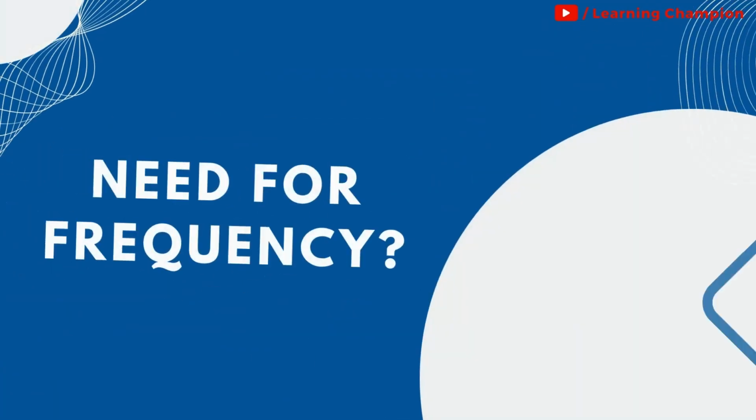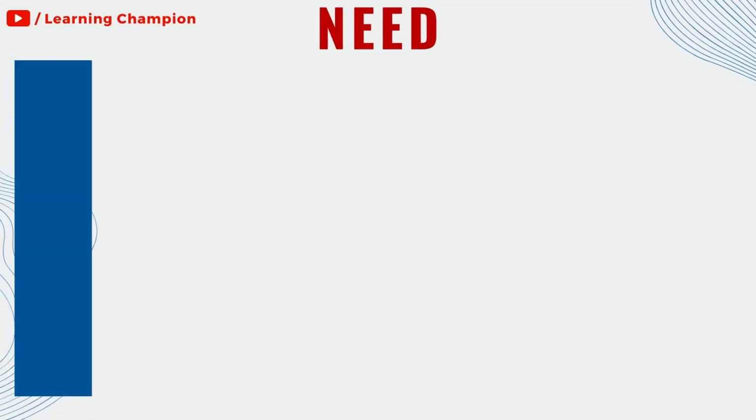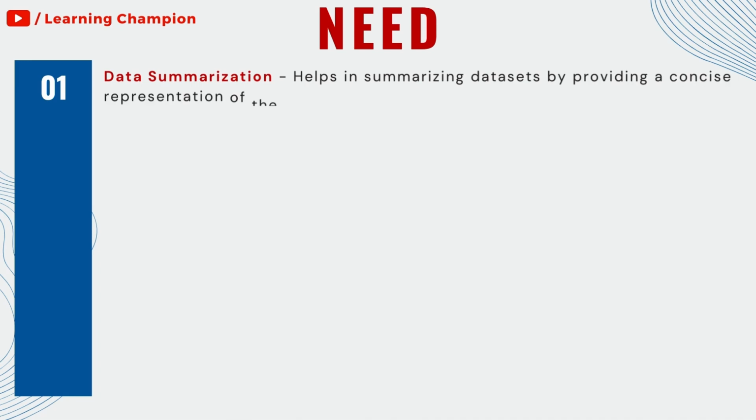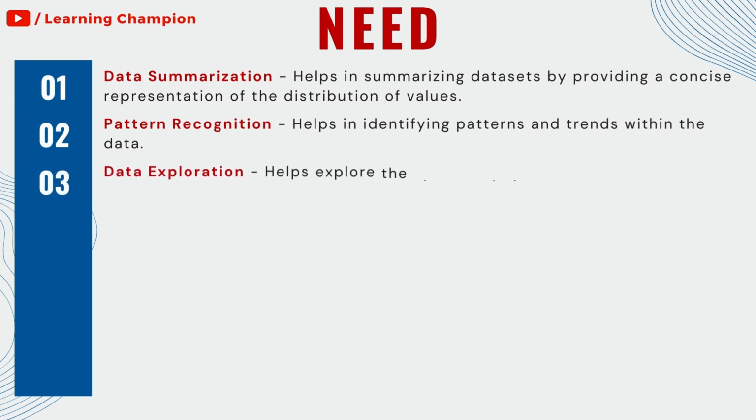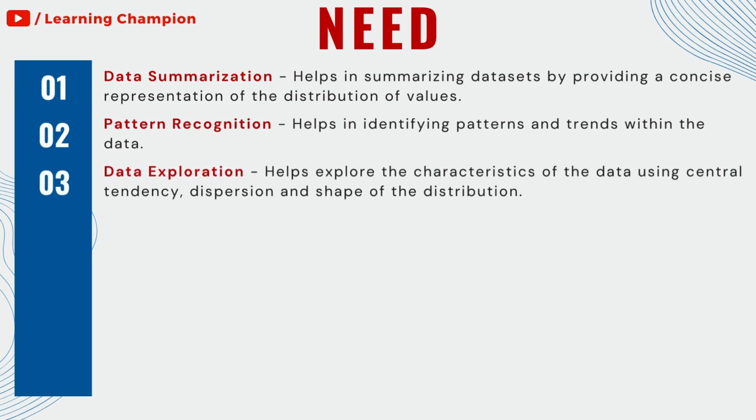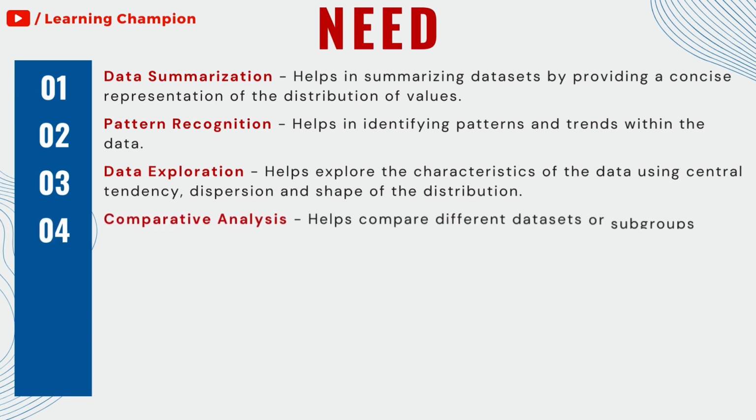Let's now try to understand why we need frequency. Frequency is essential in statistics for several reasons. Data summarization. Frequency helps in summarizing large datasets by providing a concise representation of the distribution of values. Pattern recognition. Frequencies help in identifying patterns and trends in the data. Data exploration. Frequency distributions allow us to explore the characteristics of the data using central tendency, dispersion, and shape of the distribution. Comparative analysis. Frequencies enable comparison between different datasets or subgroups within a dataset.